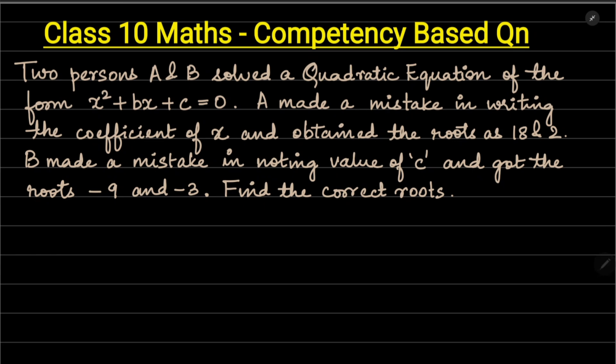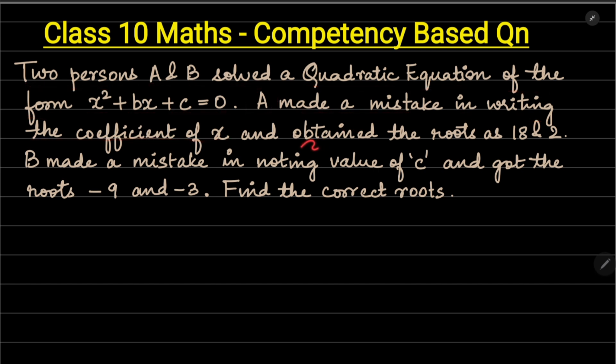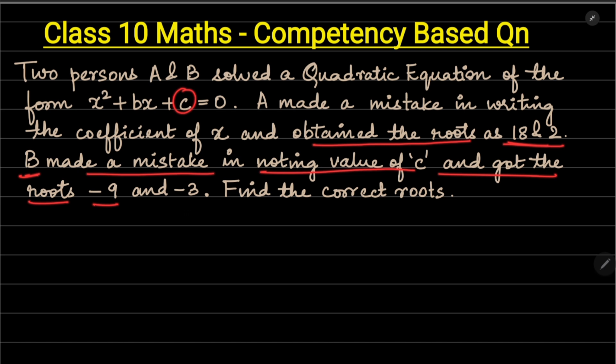In today's video, let us solve an important competency-based question for CBSE class 10th. The question is, two persons A and B solved a quadratic equation of the form x square plus bx plus c equal to 0. The person A made a mistake in writing the coefficient of x and obtained the roots 18 and 2. B made a mistake in noting the value of c, that is the constant term, and he got the roots -9 and -3. You have to find the correct roots.